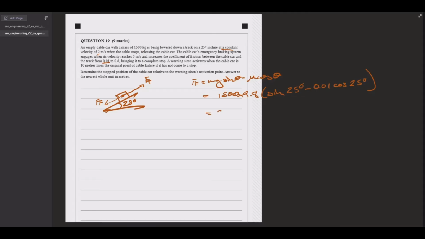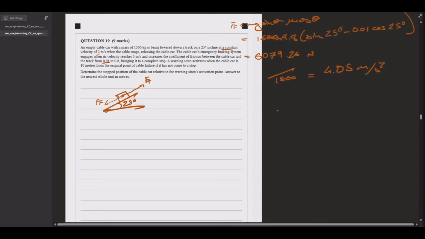So that gives us 6079.26 newtons. And then we're going to divide that by the mass, which is 1500 kilograms, to give us our acceleration. And that's 4.05 meters per second squared.